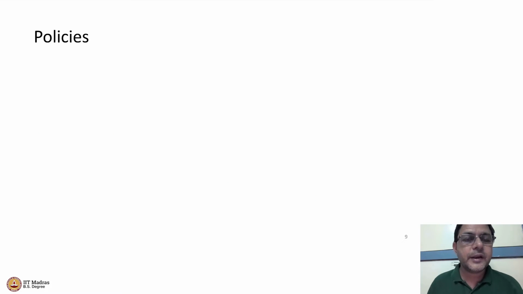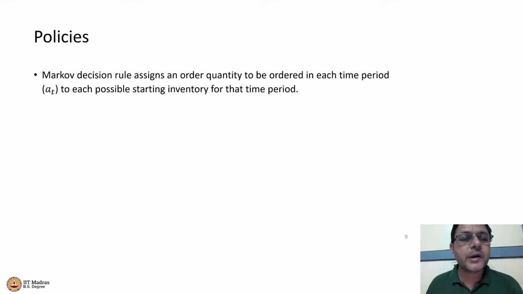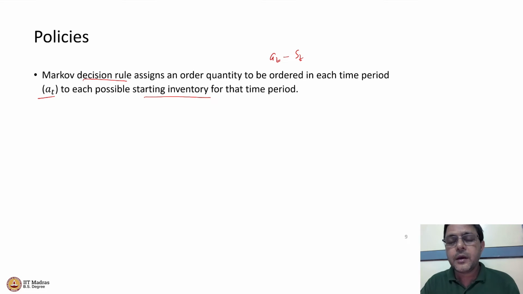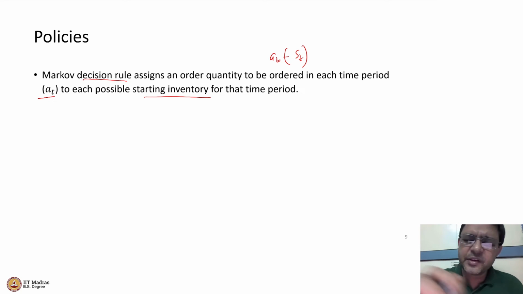Now, what are policies, right? Policies are essentially the order quantities, right? Some decision rule that assigns an order quantity to be ordered in each time period, AT, for all the possible STs. Now, the value of AT will depend on ST. If ST changes, AT will change, right? So the order quantity that you will decide will obviously depend on what was the starting inventory in that particular time period. So AT is always going to be a function of ST. ST changes, AT changes. Remember, we have actually seen something like that in the dynamic deterministic case.